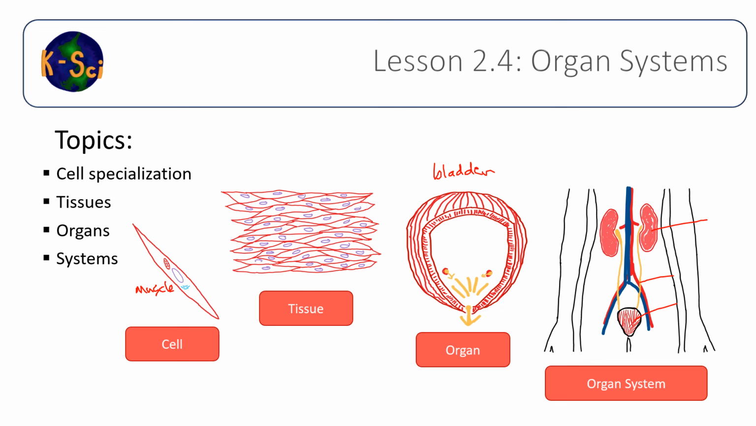So yeah, we're going to look at different organ systems, mostly in humans, but of course there are similar organ systems in all animals.